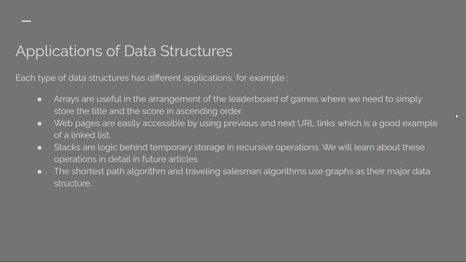And the next one is applications of data structures. Each type of data structure has different applications. For example, arrays are useful in the arrangement of the leaderboard of games, where we simply need to store the title and the score in ascending order. Web pages are easily accessible by using previous and next URL links, which is a good example of a linked list. Stacks are the logic behind temporary storage in recursive operations.